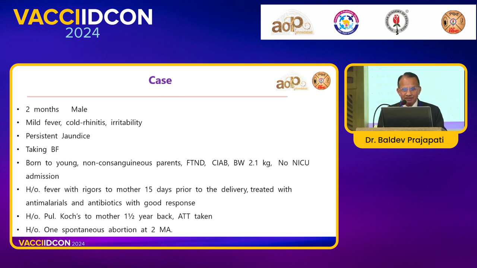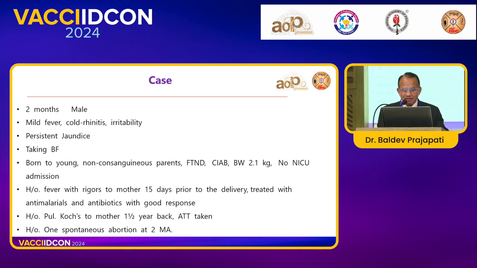This was a 2-month-old male child. For your kind information, these are all real cases which we have come across with good records. The 2-month-old child presented with mild fever, cold, rhinitis, and irritability. Persistent jaundice, taking breastfeeding, non-consanguineous parents, full-term normal delivery, birth weight was 2.1, no NICU admission. Mother had fever 15 days before the delivery. This is a little old case, and therefore an obstetrician or physician treated her with anti-malarials and antibiotics, and she recovered.